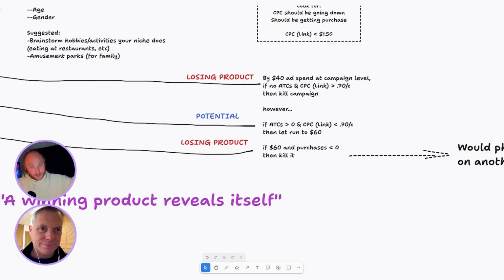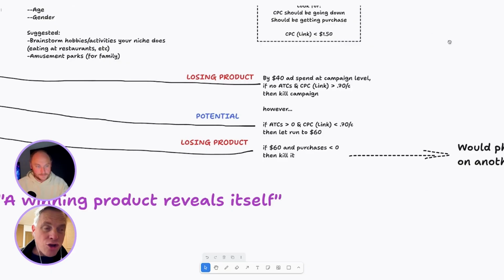If you have no sales, you kill it regardless of anything else. However, because that cost per link click was so low, you might think there's something here people like, and you might test a different product. And if you're at $60 and you have at least a sale, then you move to the confirmation stage.